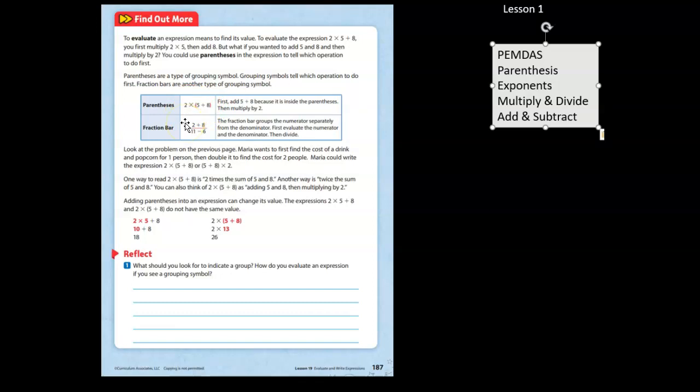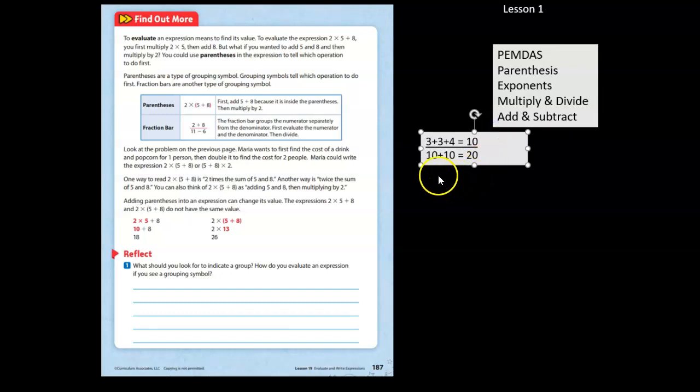Another symbol for grouping is the fraction bar. And I had to stop and think, what does that mean, the fraction bar? Well, that would mean if you had a fraction such as this one, where 3 plus 3 plus 4 equals 10 is the numerator, and 10 plus 10 equals 20, you have to do the grouping. You can't do 3 plus 3 plus 4 plus 10 plus 10. You have to do the numerator and then the denominator.